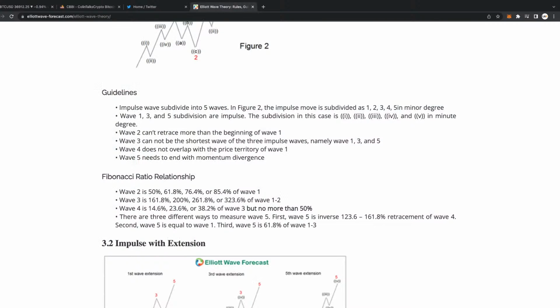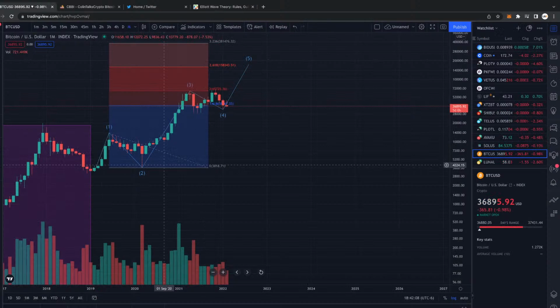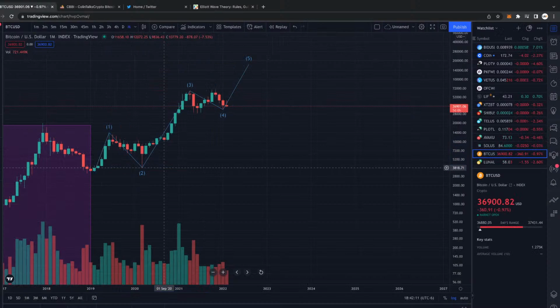So this is also true. Wave 4 is 14%, 23%, or 32% of wave 3, but no more than 50%. Okay. Let's just do that quick. We're going to go here. Fibonacci retracement from the high to the low of wave 3, which starts down here.